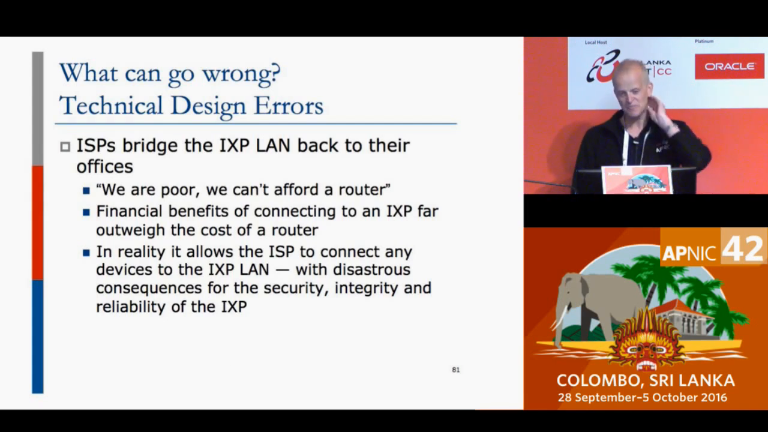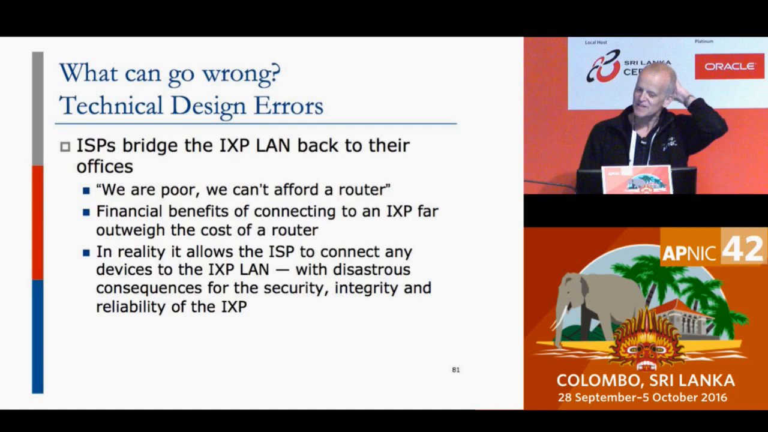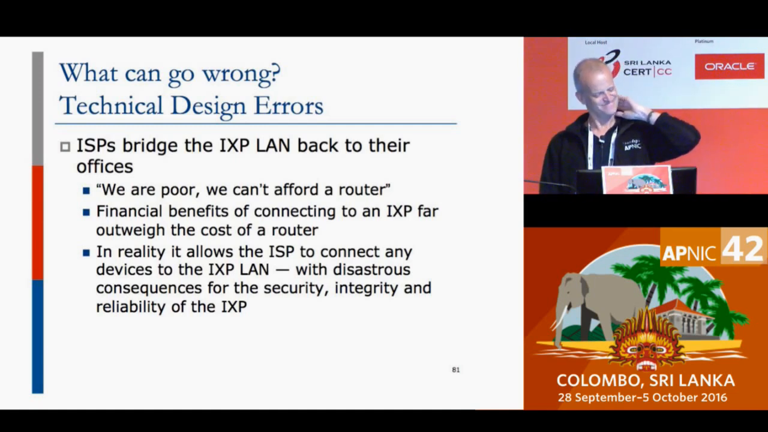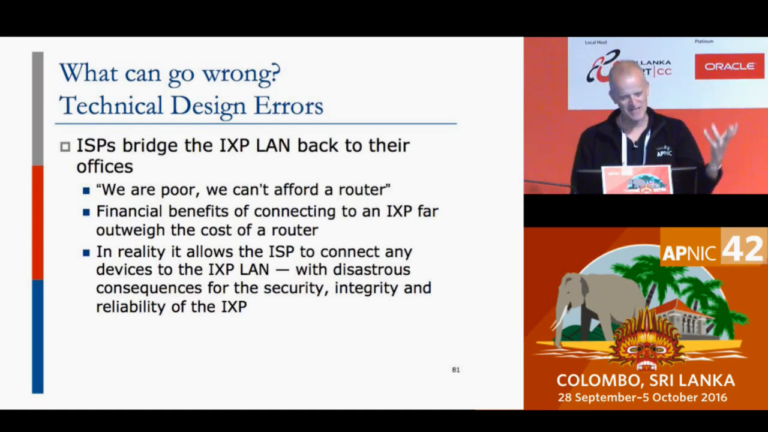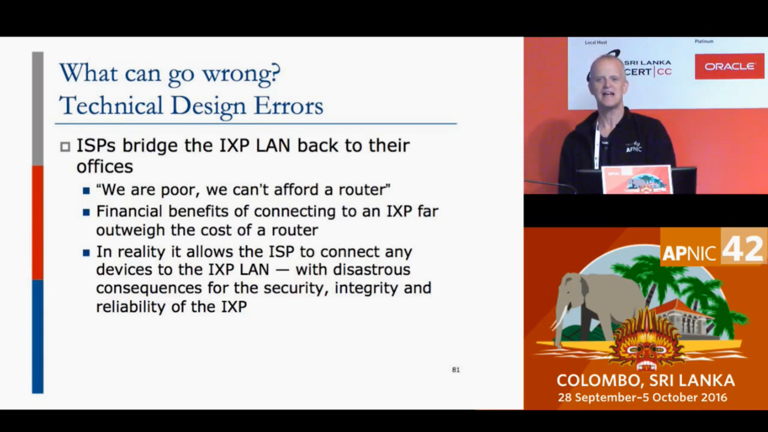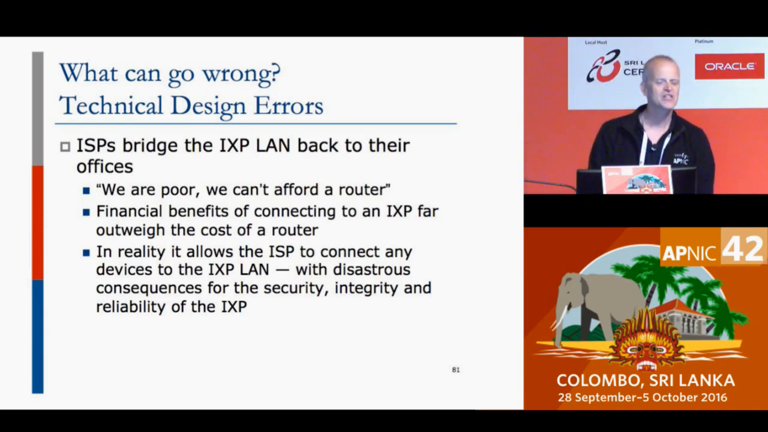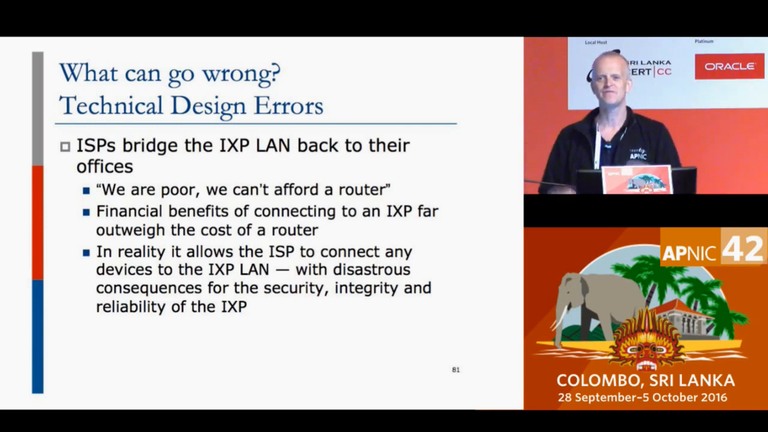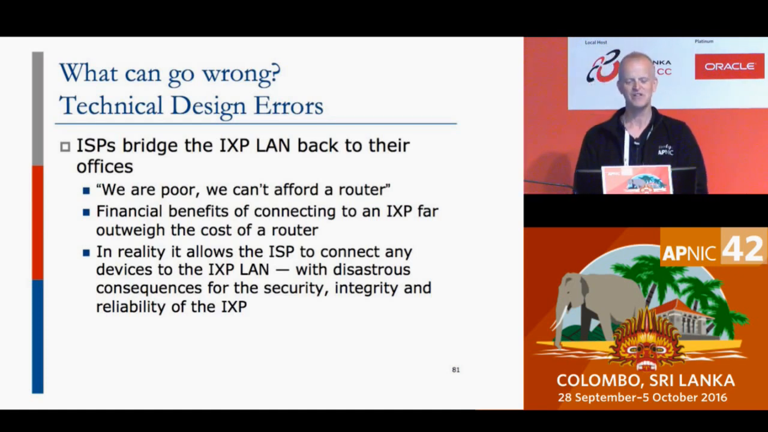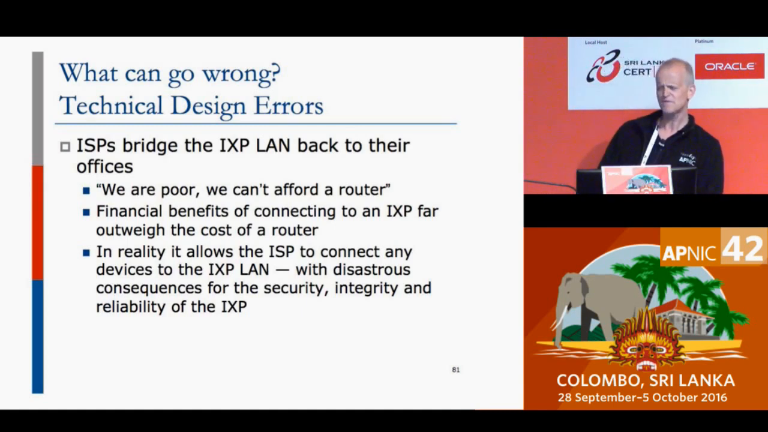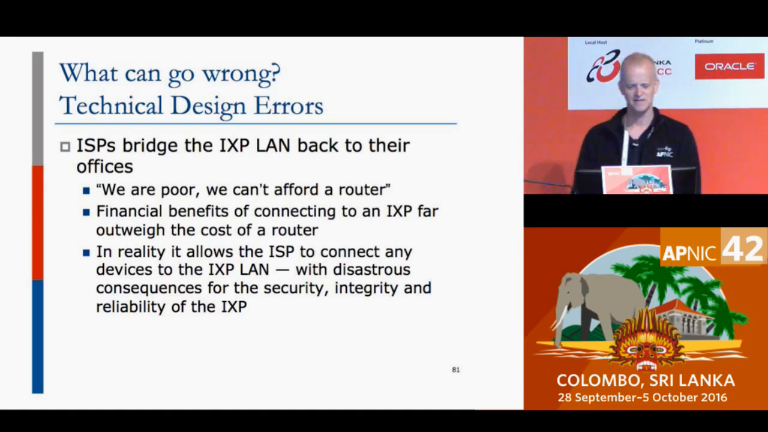ISPs bridge the exchange point LAN back to their offices. In some of my early years of helping, of course the IX doesn't want the office LAN to appear. There was one exchange point where I saw Windows file shares and NetBIOS stuff and so forth because somebody had bridged it back. Oh no, honest, we've just got a router there. Well, I don't know if a router forwards layer 2 stuff.